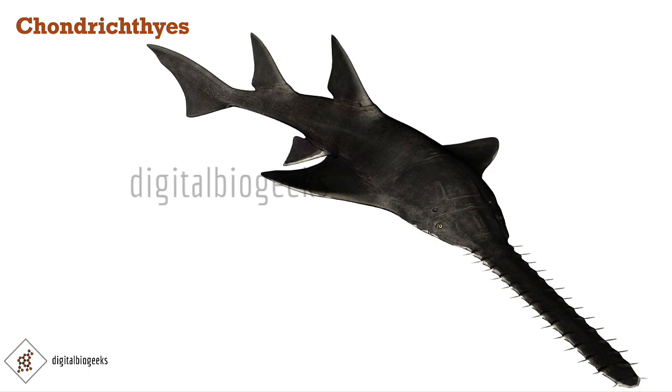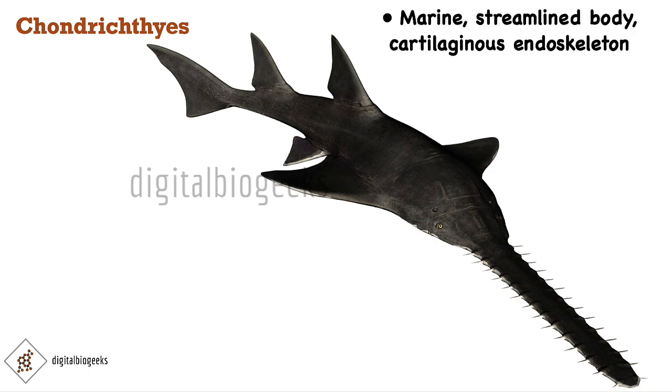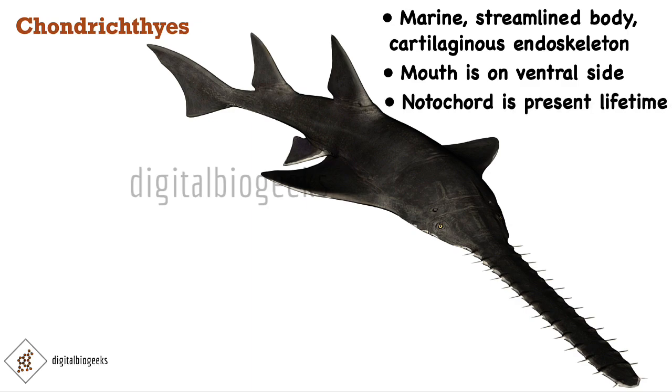Class Chondrichthyes. They are marine animals. They have a streamlined body and have a cartilaginous endoskeleton. Mouth is located on the ventral side. This is the ventral side and the mouth will be here. Notochord is present throughout life.